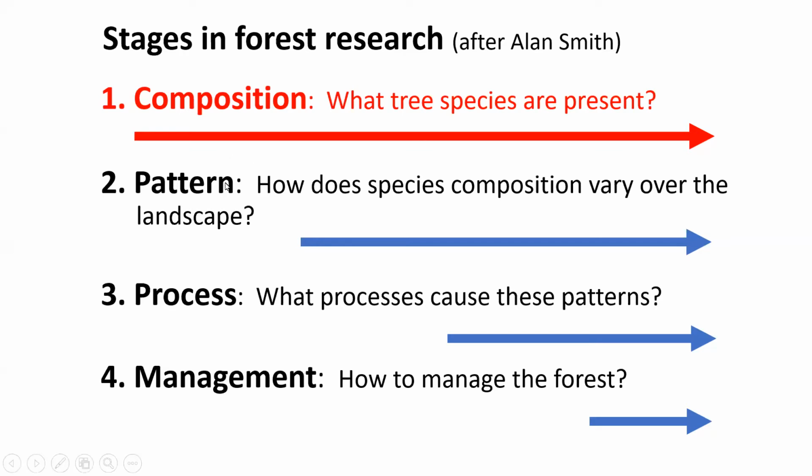But then after you've figured out the pattern, of course, you ask yourself, well, what is it that has caused this pattern? That's when you start working on processes, or at least guessing at processes and looking at things that are correlates to the pattern that give you a hint of what the processes are. These are the three stages that Alan discussed with me. But then I've added a fourth one, which comes after you've understood composition, after you've understood pattern. It depends on knowing composition, and having some idea about process, which depends on understanding pattern, and that's management, how to manage the forest and conserve it. So I'm going to use this framework to go through some of the interesting points about our work here.